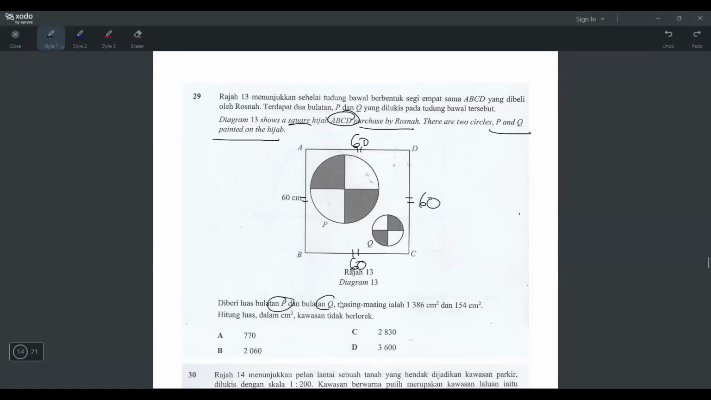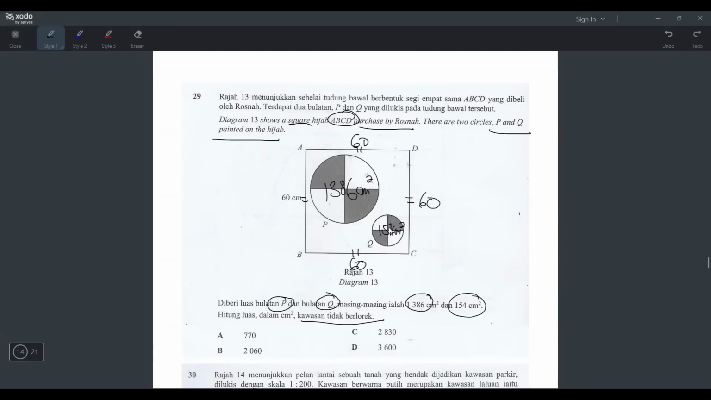Given the area of circle P and circle Q is 1386 and 154. So for circle P, the total area is 1386. So it's the whole circle. This one is the area of the whole circle. And then for circle Q, the whole circle is 154 cm square, the area. They say calculate the area in cm square of the unshaded region.